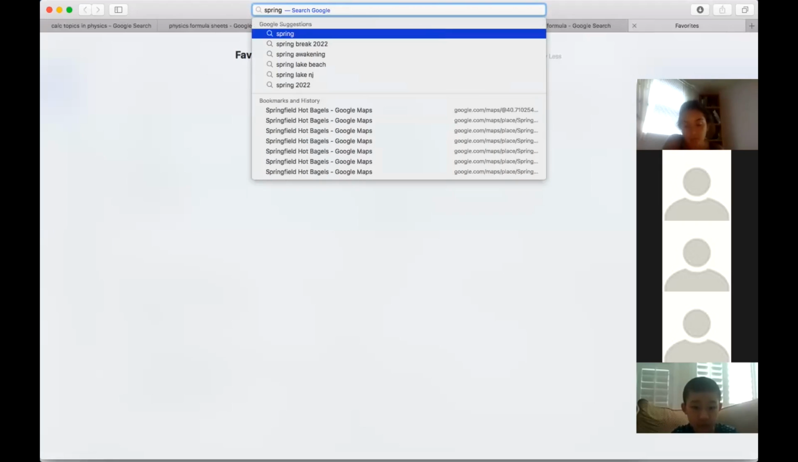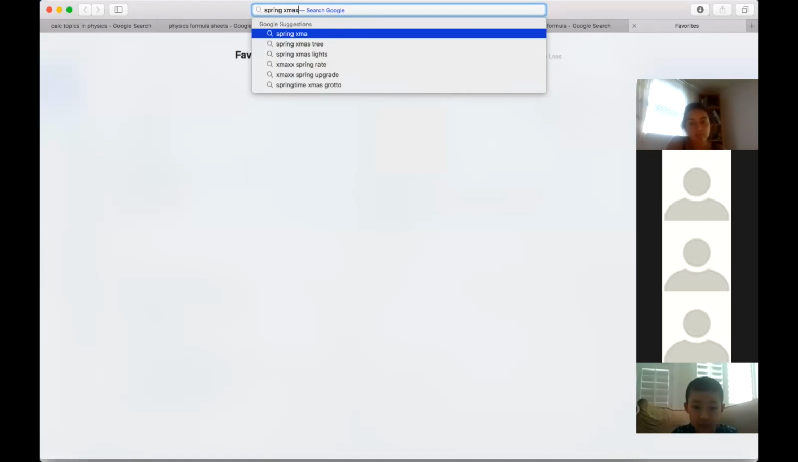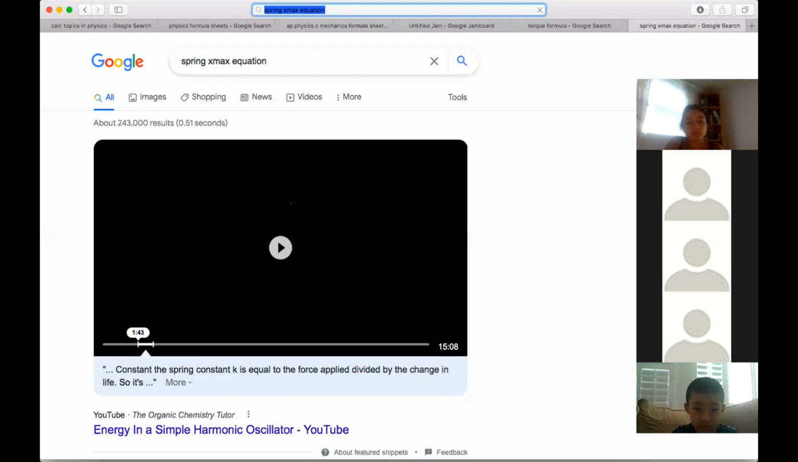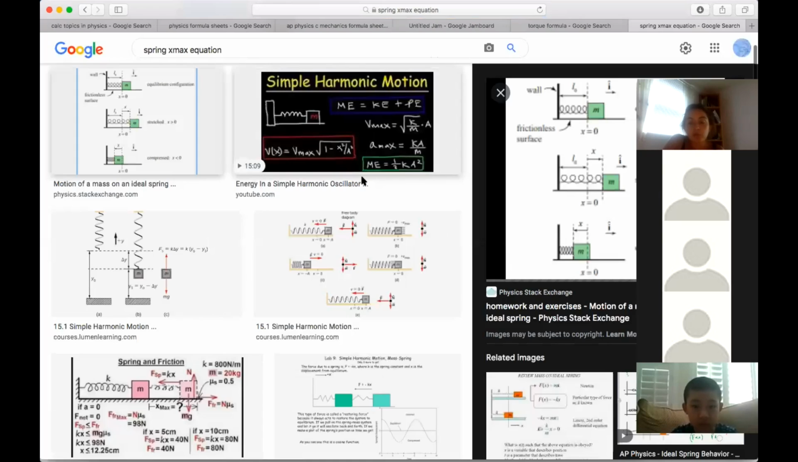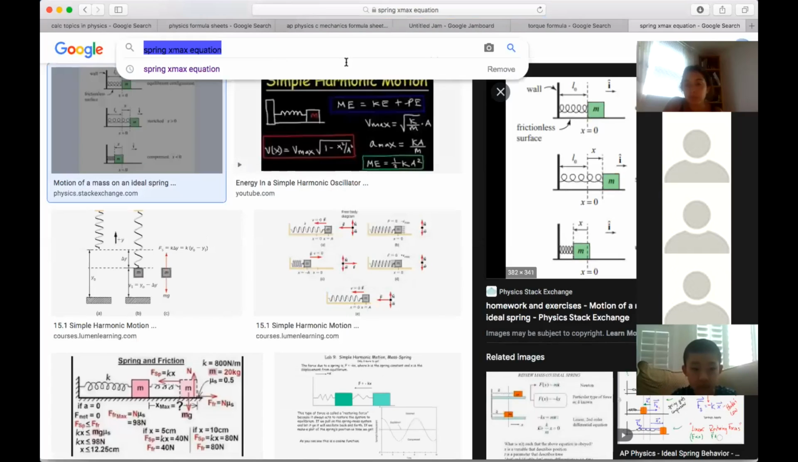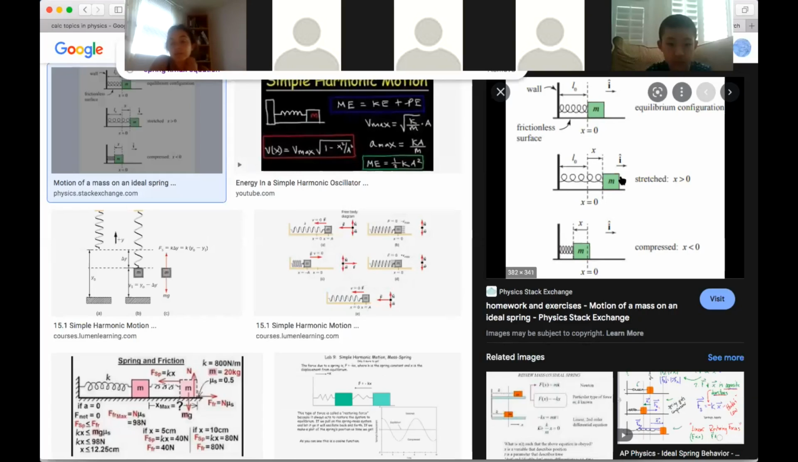So let me show you the equations. This is the equation if it's only in simple harmonic motion. We'll go into this later, but I'll give you a starter. This is equilibrium at x equals 0. The second one down is when it's stretched all the way, so that would be x max. And then the compressed is x max, but negative.